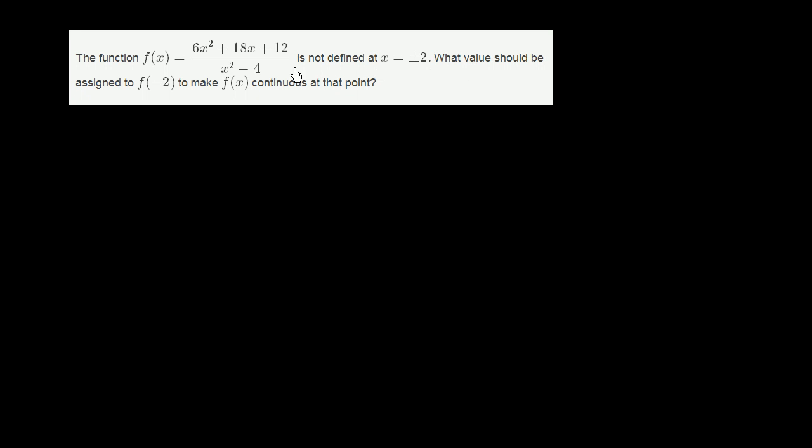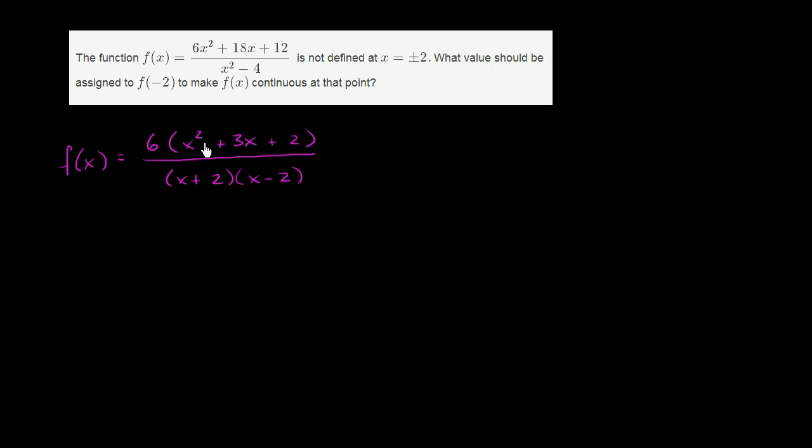So they say, what value should be assigned to f of negative 2 to make f of x continuous at that point? So to think about that, let's try to actually simplify f of x. Let me just start simplifying right from the get-go. In the numerator, I can factor out a 6 out of every one of those terms. So it's 6 times x squared plus 3x plus 2 over, and in the denominator, this is a difference of squares. This is x plus 2 times x minus 2.